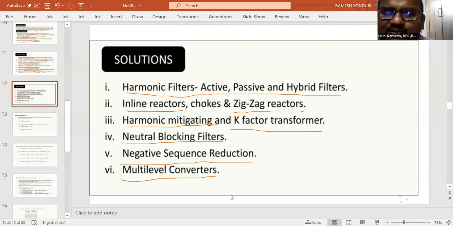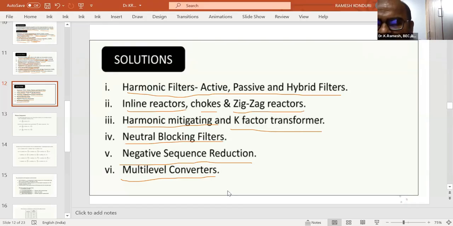So we are in a position to find the source of the harmonics, where they are generated, and we know the effects of harmonics, and by this time we know the different solution methodologies that are adopted for the mitigation of these harmonics. And of course, selective harmonic elimination techniques are also available. Whatever harmonic we want to reduce, those particular harmonics can be selectively reduced.